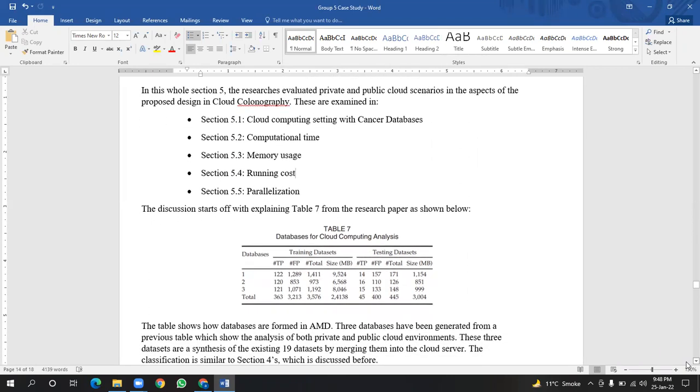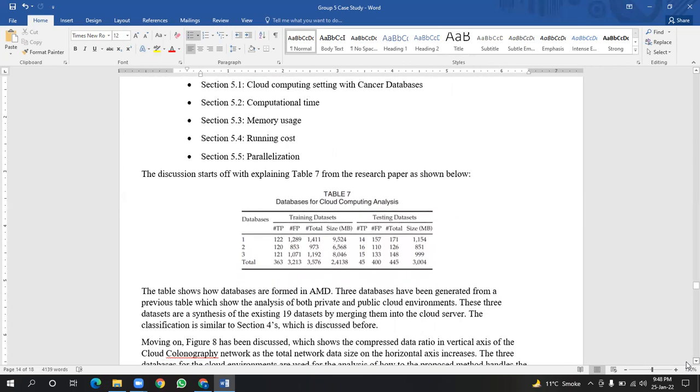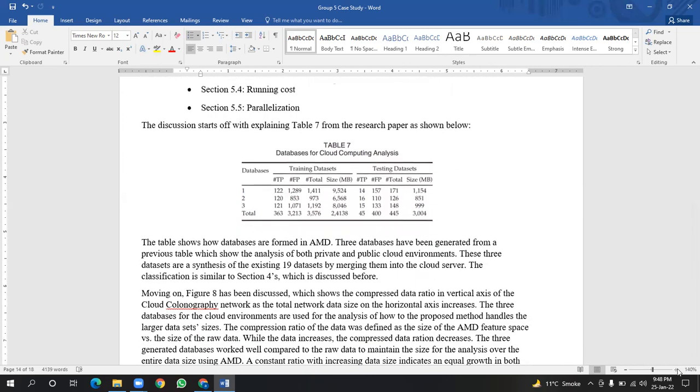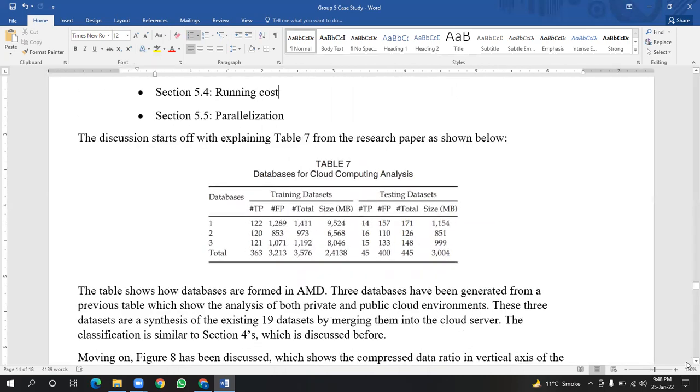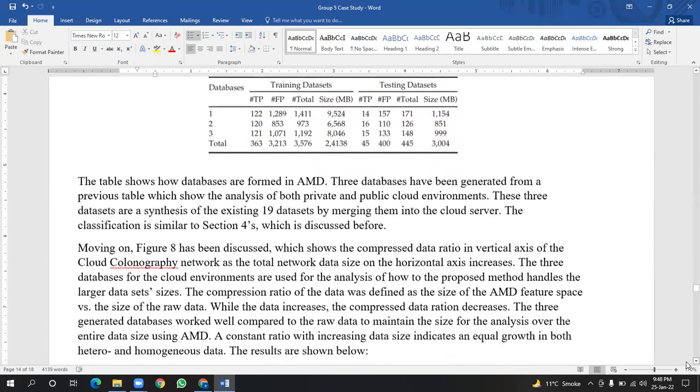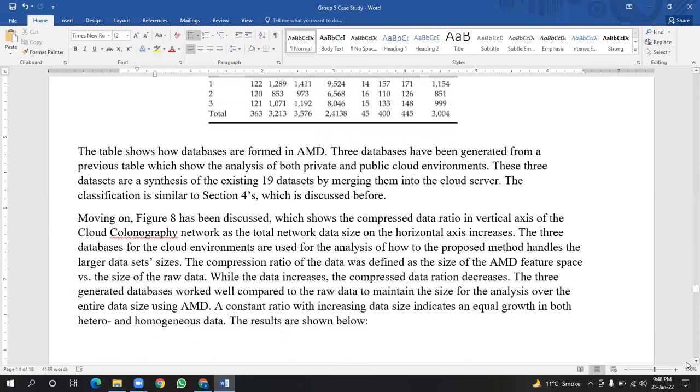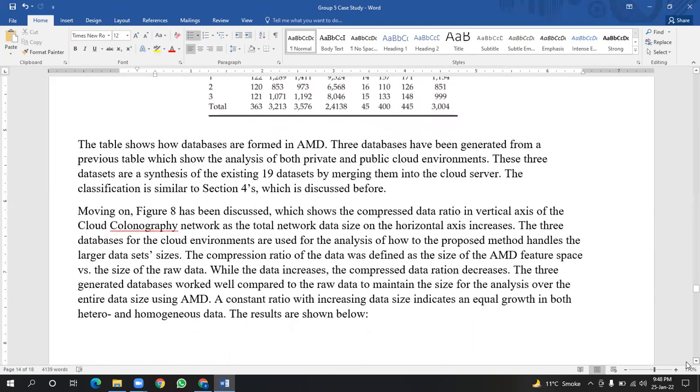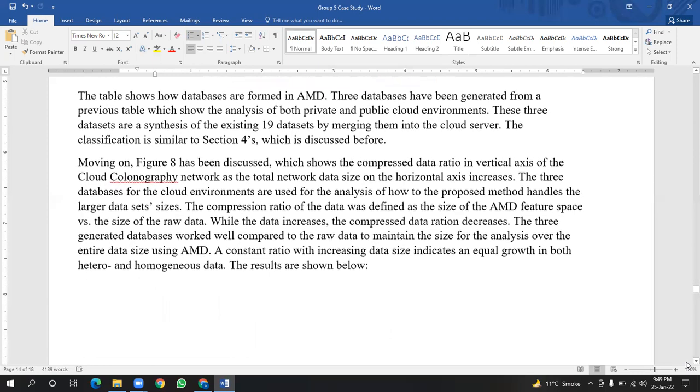Let's start this discussion with section 1, in which, as you can see, there is a table showing the databases for cloud computing analysis. The table shows how the databases are formed in AMD. The databases have been generated from a previous table from one of the previous sections, of both private and public cloud environments. These three databases are the synthesis of the existing 19 databases by merging them into the cloud server. The classification is similar to section 4, which has been discussed before.